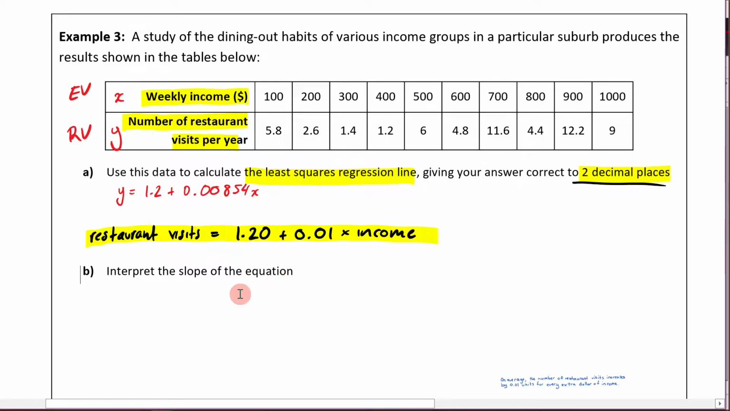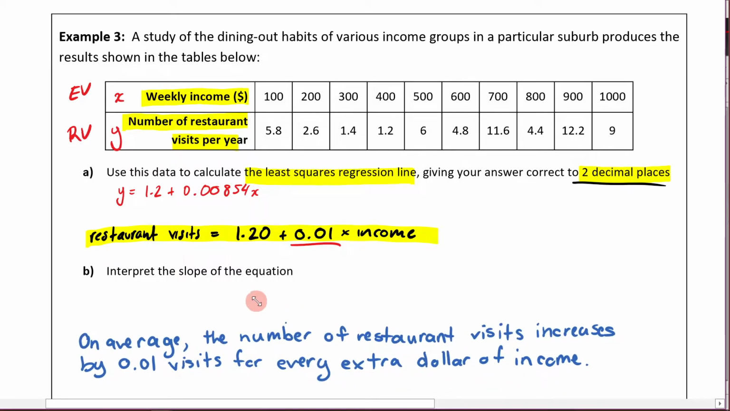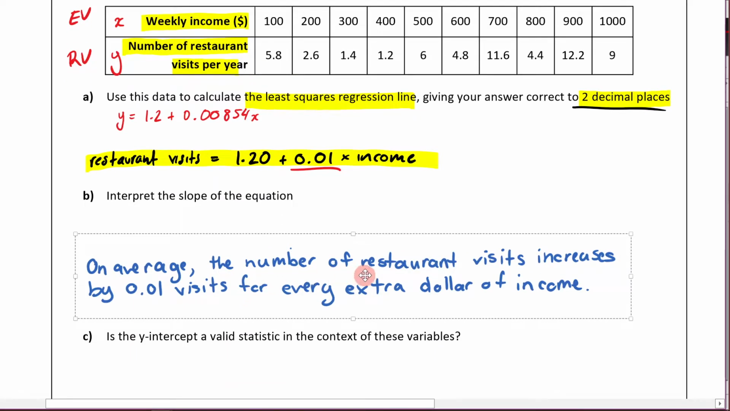Next, the next thing we have to do is interpret the slope of the equation. So what is the slope of the equation? The slope of the equation is this, which is the gradient. And this is where you look at your template that we spoke of before, and that will show you how to construct your answer. And here is one that I have written previously. So here it says, on average, the number of restaurant visits increases by 0.01 visits for every extra dollar of income. So that's because you've got 0.01 here. It's positive, so it's increasing. You just need to make sure that you follow your template to answer that correctly.